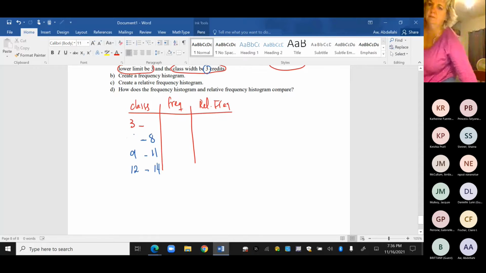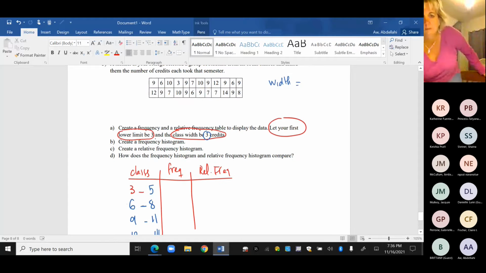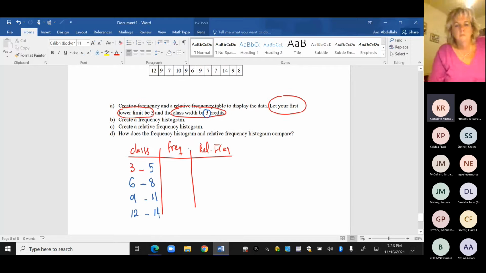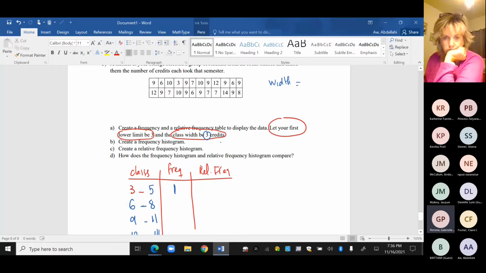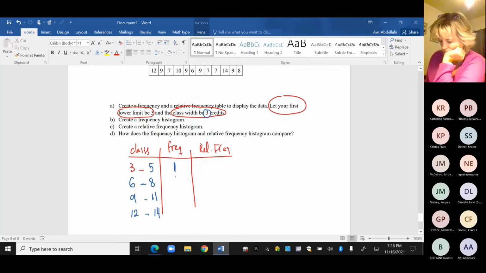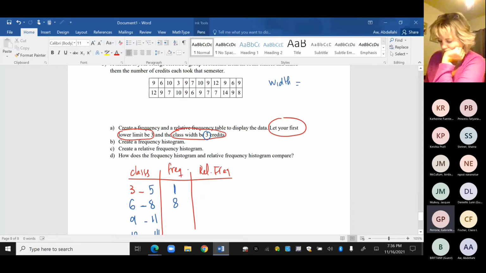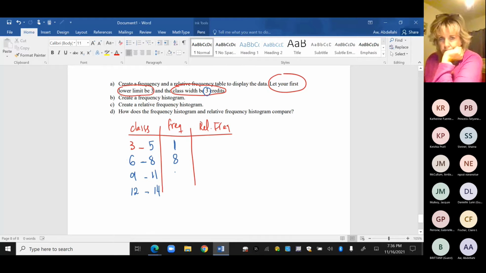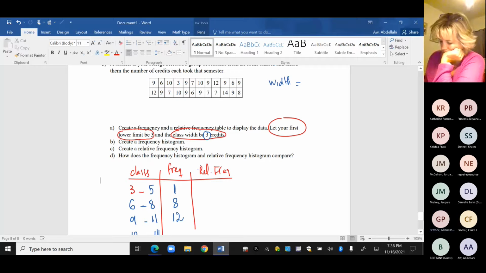Right? This is 6 here, and this is 5. So now, what is the frequency of all the numbers between 3 and 5 included? 1. Only 1? Okay. So between 6 and 8? 8. You got 8. 9 to 11? 12. 12 to 14? 3.